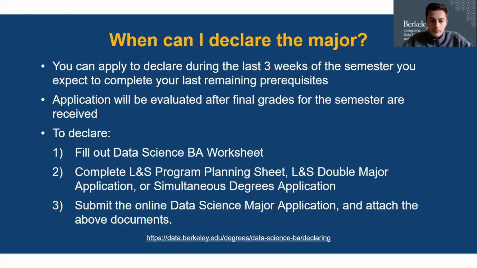You can apply to declare during the last 3 weeks of the semester, when you expect to complete your last few requirements, and then the application will be processed after final grades have been received. To declare, you need to fill out the data science BA worksheet, complete the L&S program planning sheet, and if you plan on double majoring, fill out the L&S double major application, and then submit the data science major application online along with the documents. All the documents and the major application can be found at data.berkeley.edu or by following the link below.